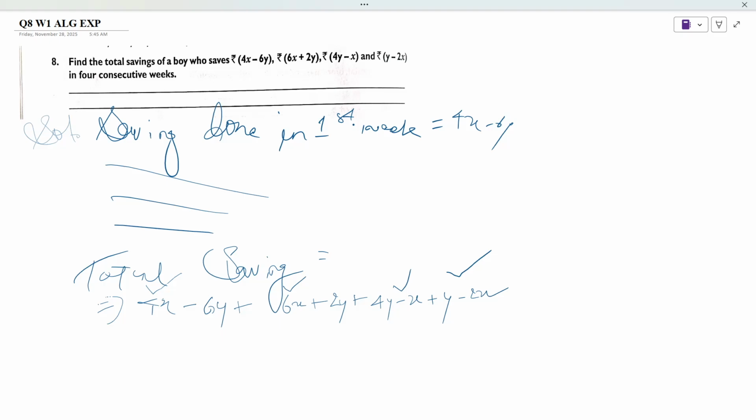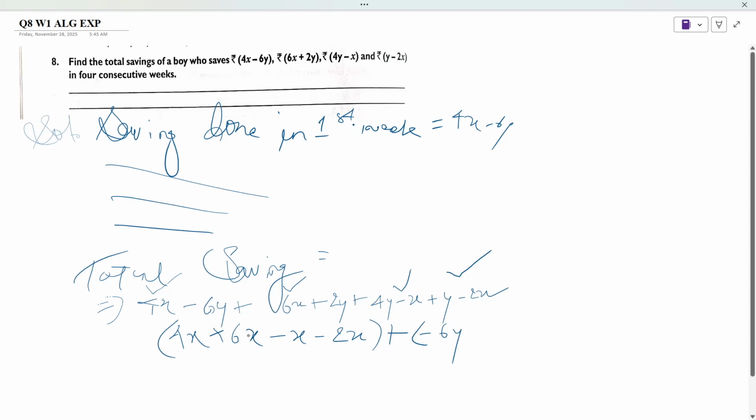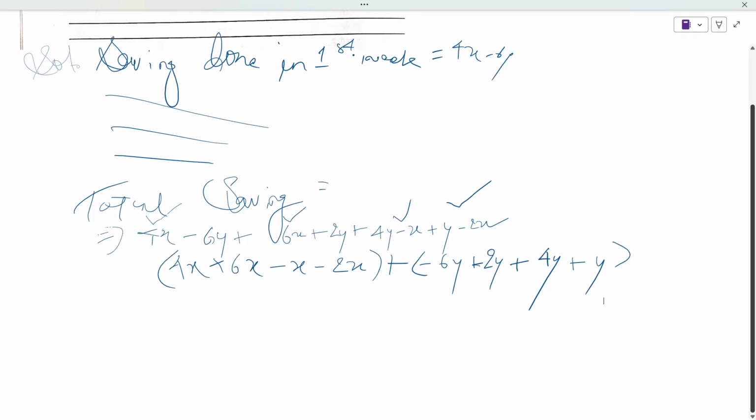So collectively, you can write down together the like terms: 4x plus 6x minus x minus 2x in one bracket. Then plus the other variable which is in the frame, y. So the first term including y is minus 6y, then the next one is plus 2y, then the next one is plus 4y, and lastly plus y. So this is the situation, right? Now it will be less confusing, with less chance of mistakes.